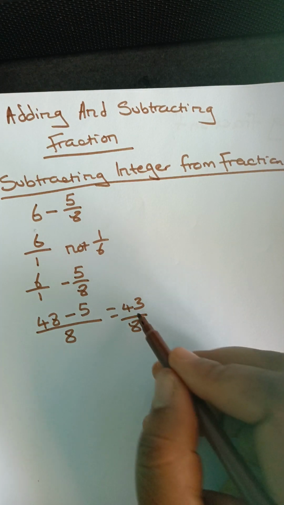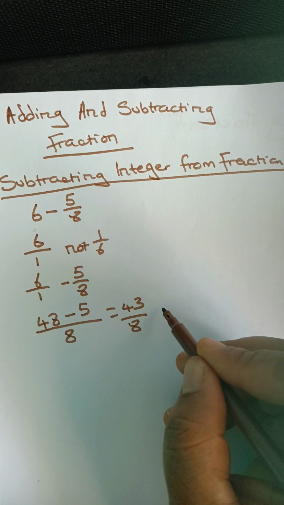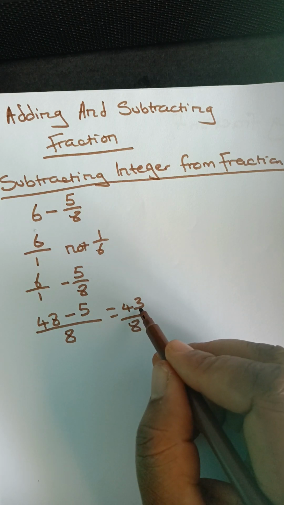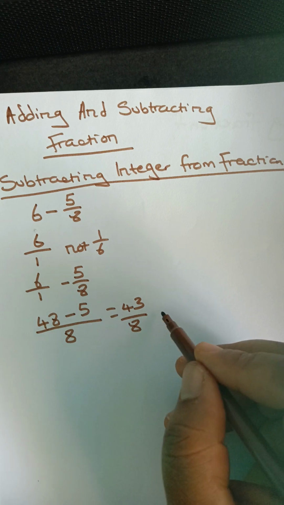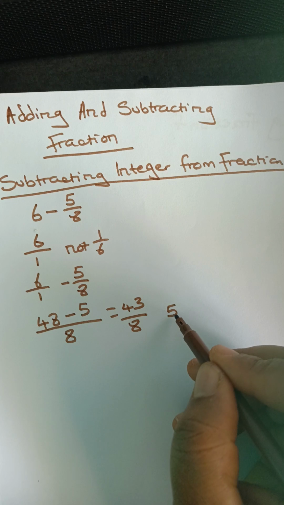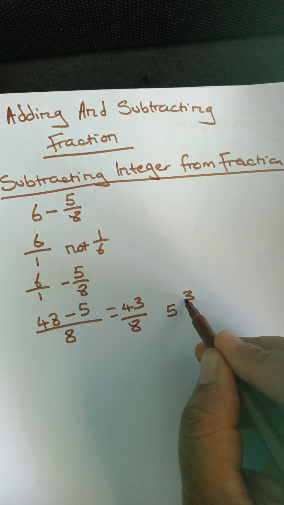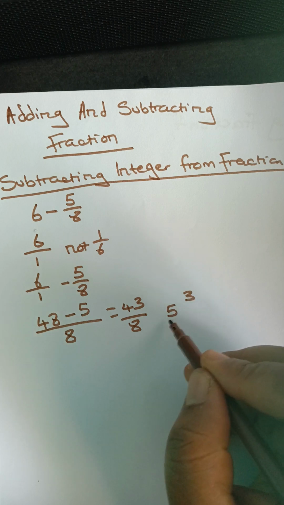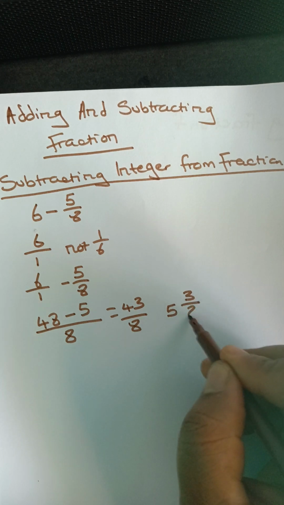So now let's convert this fraction to a mixed fraction. How many 8s are in 43? 5. Why did I say 5? Because 8 times 5 is 40. The remainder, which is 3, will be on top here, at the numerator. So 5 whole number, 3 over 8.